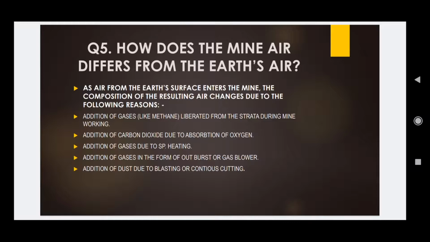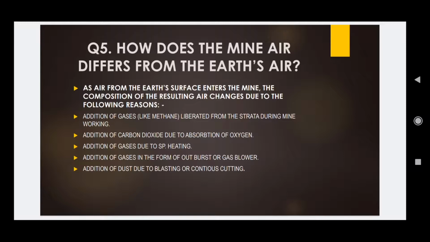As air from the earth's surface enters the mine, the composition of the resulting air changes due to the following reasons. First is the addition of gases liberated from the strata during mine working. Second is the addition of carbon dioxide due to absorption of oxygen. Third, addition of gases due to spontaneous heating. Fourth, addition of gases in the form of outburst or gas blower. And addition of dust due to blasting or continuous cutting, and apart from this, humidity, that is moisture, is added to the mine air and fumes. Now one by one let us discuss.